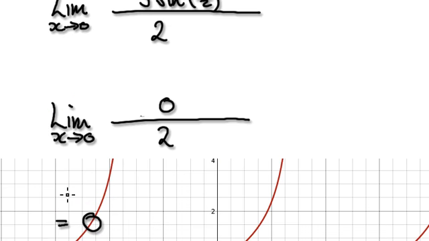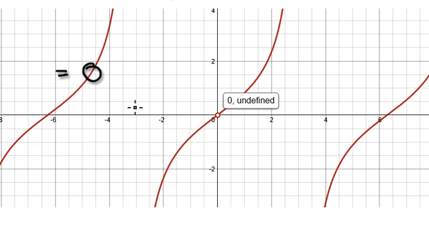And then looking at the graph, you can see that as x approaches 0 from the left hand side, it's approaching 0, and as x approaches 0 from the right hand side, it is also approaching 0. So the limit here is 0.